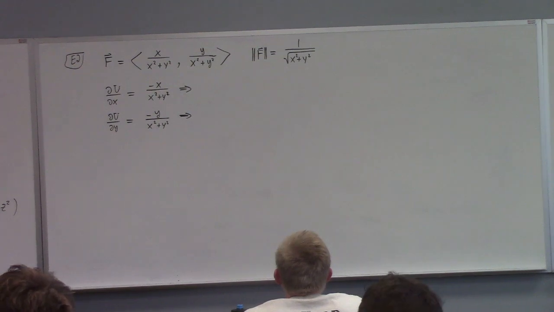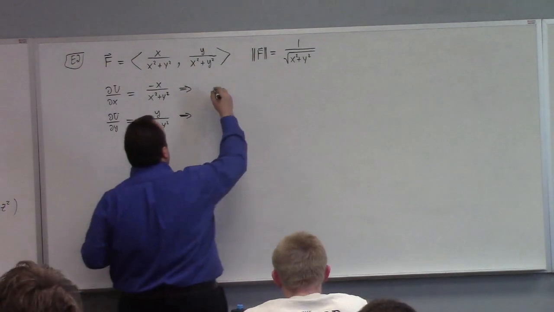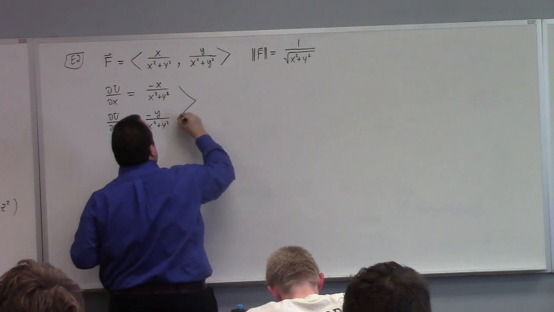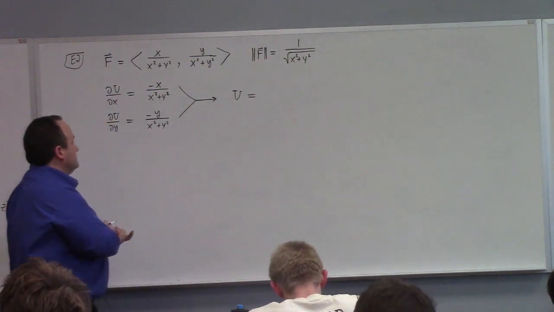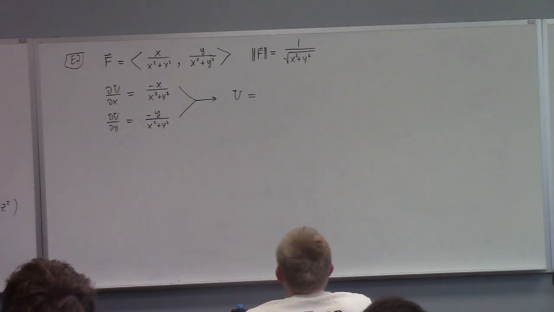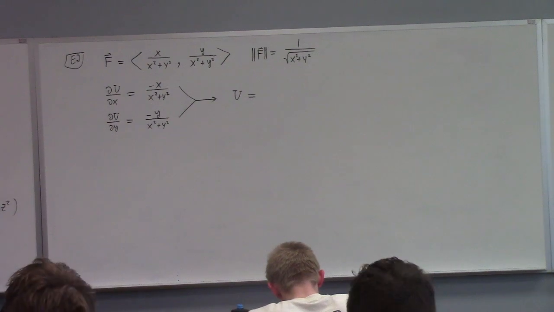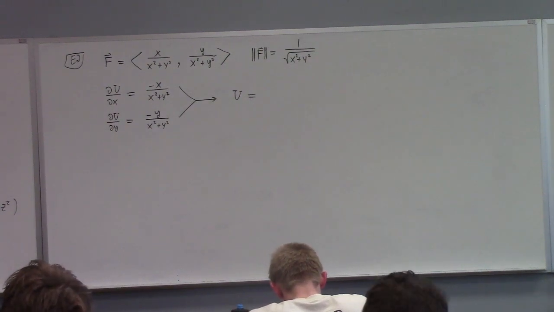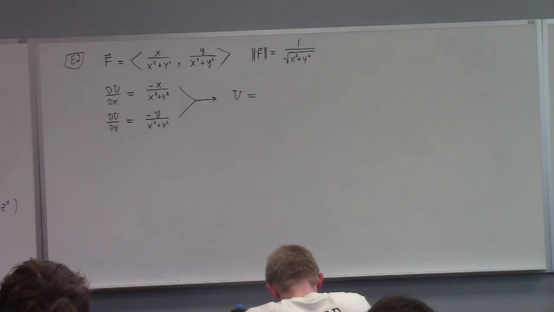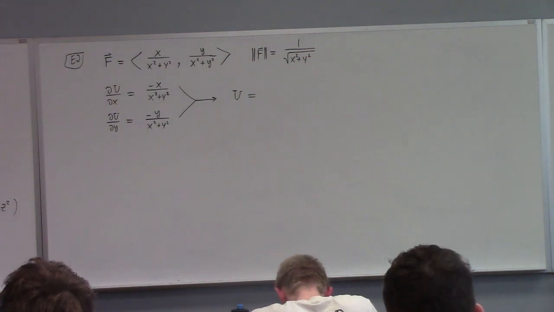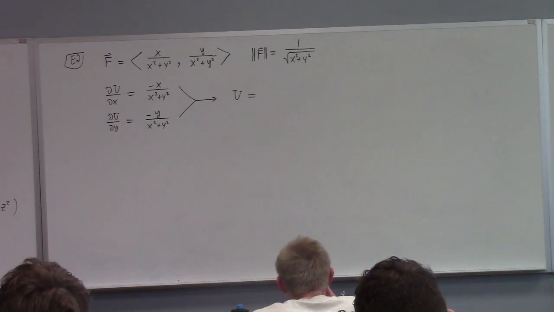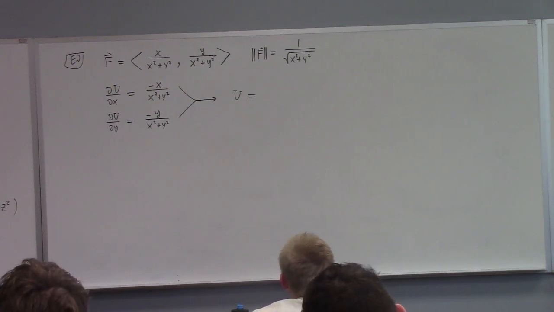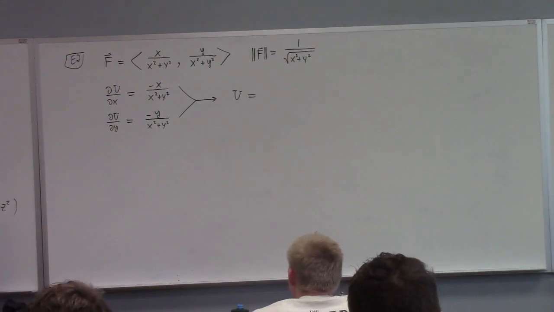How about this? Are we looking for the antiderivative? Yeah, let's try to do them both at once. Let's get a 2 for u equals what? We're trying to find u. We've got partial u partial x is minus x over x squared plus y squared, and partial u partial y is minus y over x squared plus y squared. So yeah, we want to anti-differentiate. But what I really would like you to do is just kind of guess. Try to guess.